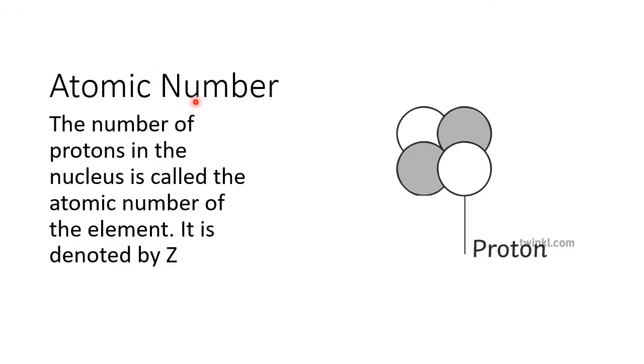Next, atomic number. The number of protons in the nucleus is called the atomic number. It is denoted by Z. So suppose let us consider this is your nucleus. Inside this nucleus, how many protons are there? This white one denotes your proton. There are 2 protons. So the atomic number of this element will be 2. This atomic number is denoted by capital Z.